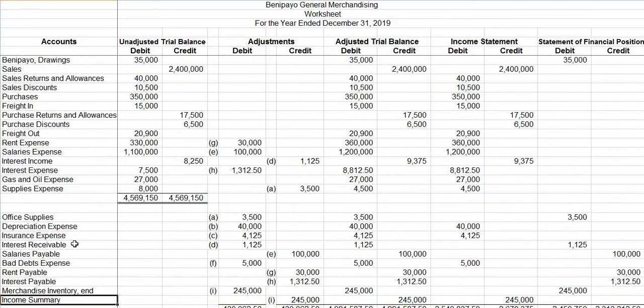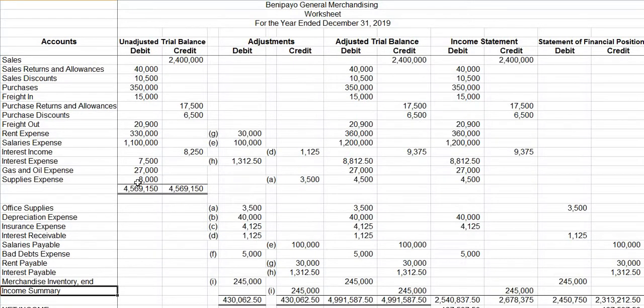here below, just like the first four money columns, you need to get the total debit and the total credit of the adjusted trial balance columns. Again, the total debit must equal the total credit. After that, you can do the last four money columns. Please keep this in mind.